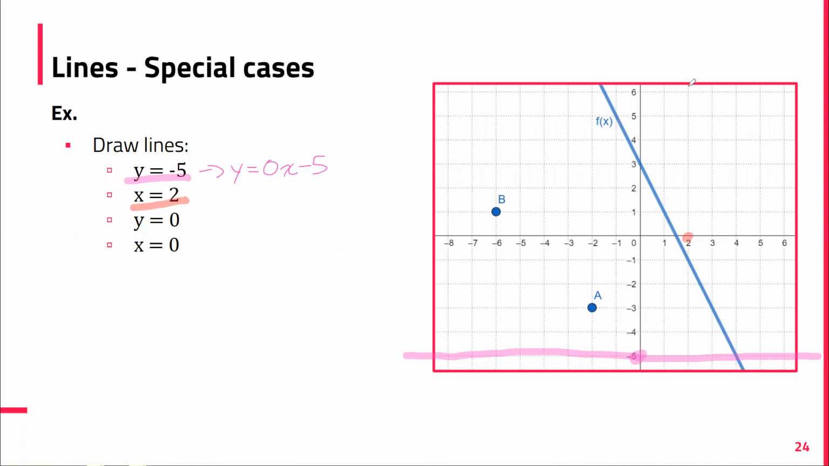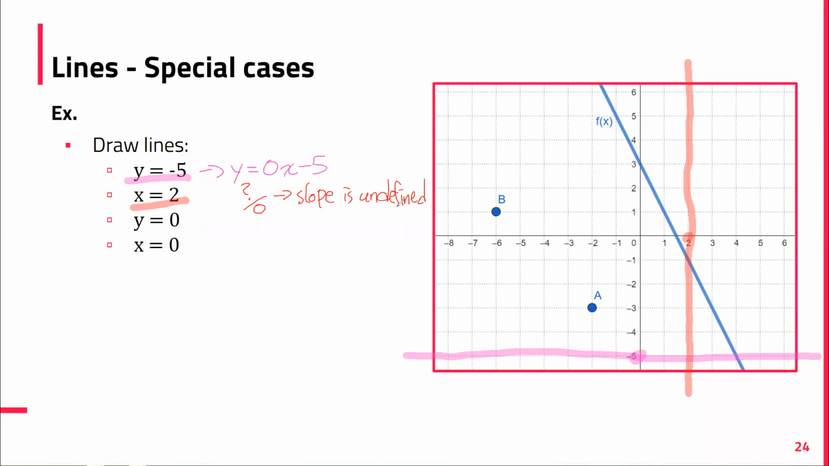Okay, same idea. We find 2 on our x-axis, but then we're drawing a perfectly vertical line parallel to our y-axis. If we were to try to turn this into a regular equation like y equals mx plus b, we would see that we have a division by 0 problem. Something on the top divided by 0, and that means we can't give a slope. We can't say what the slope is because division by 0 is undefined. So in this case, slope is undefined.